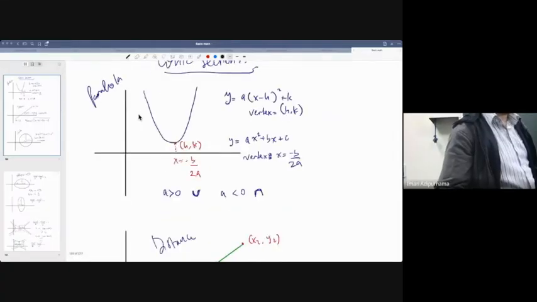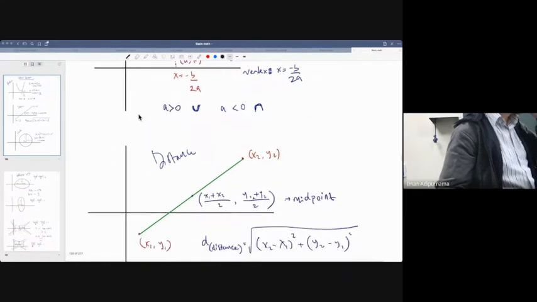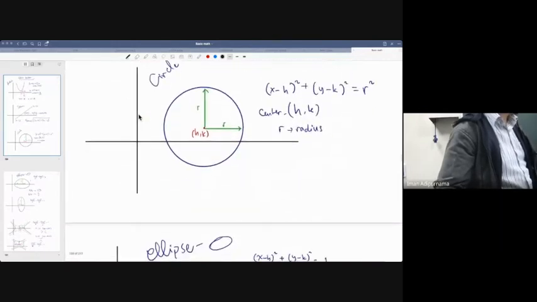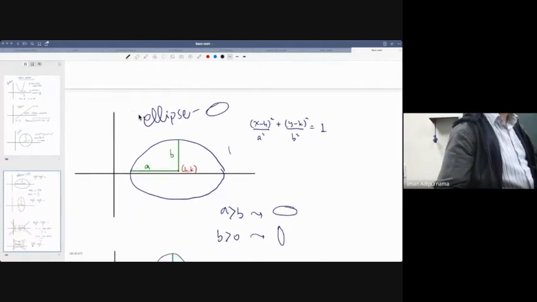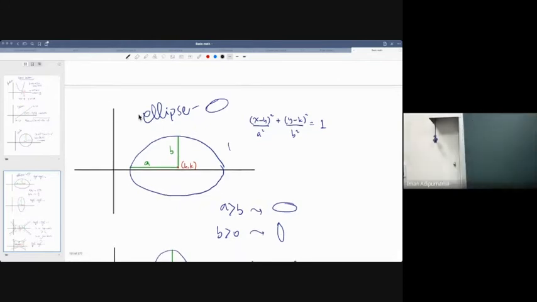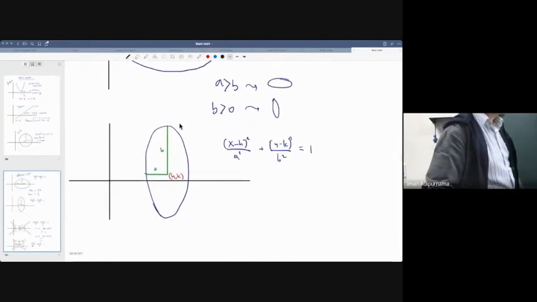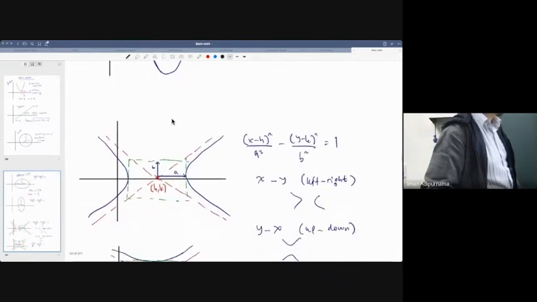Okay. So the first one is a parabola, and then distance. This is just additional notes. Circle, also additional notes. And the second actually is the ellipse. You can say if a is greater than b, the major axis is in x. If b is greater than a, the major axis should be in the y-axis.